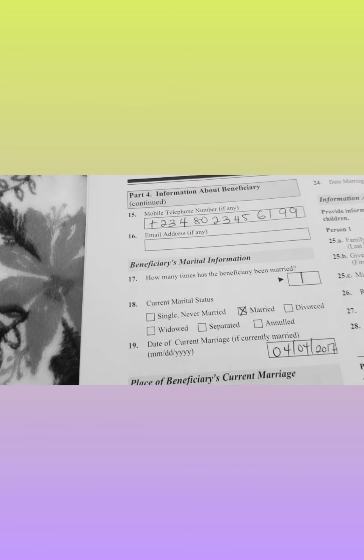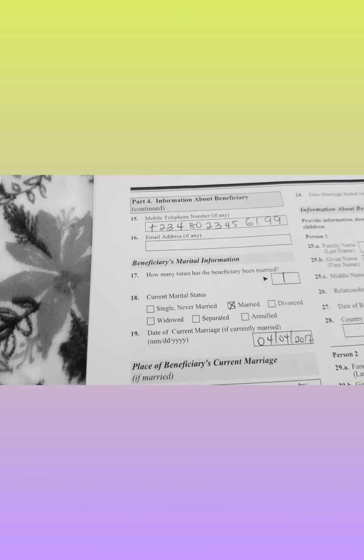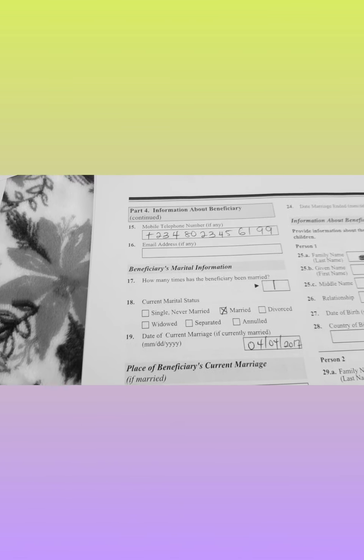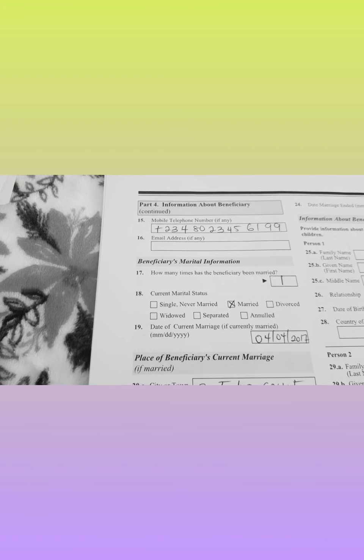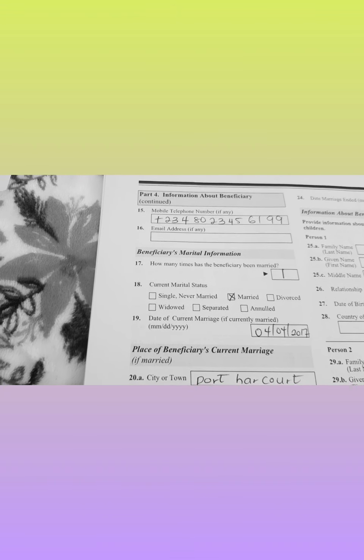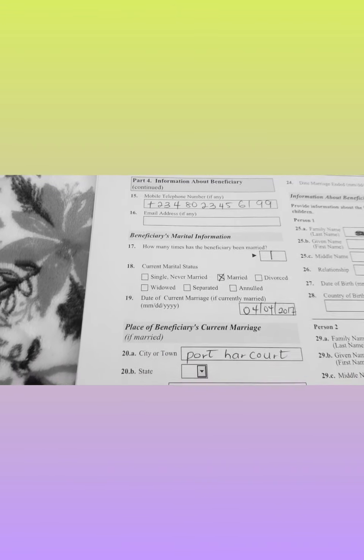The next one says information about beneficiary, still the continuation. They needed the mobile telephone number of the beneficiary. You put it there. Email address, if any, you put it there. Kelvin doesn't have an email address, so we leave it blank. But if you have an email address, that's fine, we put the email address there. We move over to beneficiary's marital information.